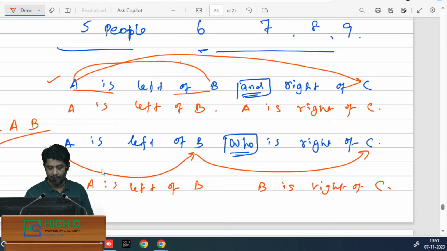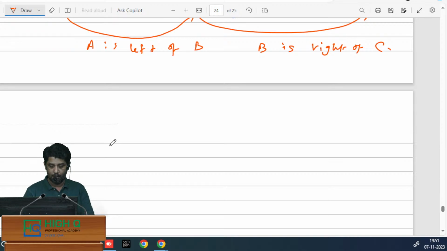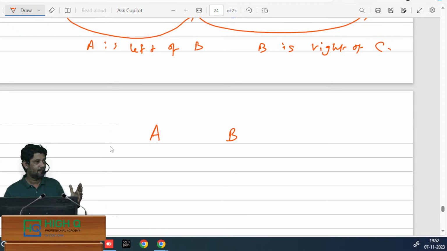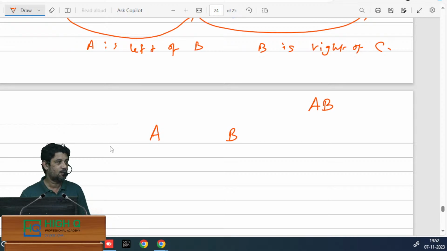C A B. Now, whenever you write the arrangements, always remember to leave some gap. For example, first one is what? A is left of B. So I'll say A left of B. I'll give this much gap at least, because I don't know who will come in between. Don't write like this. This is wrong. Always give some gap.